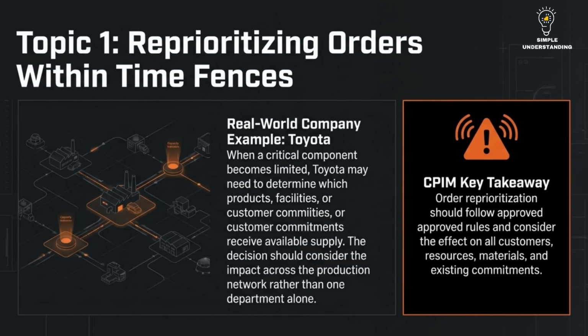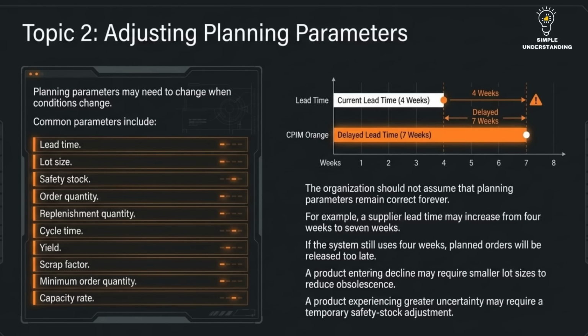Real-world company example: Toyota. When a critical component becomes limited, Toyota may need to determine which products, facilities, or customer commitments receive available supply. The decision should consider the impact across the production network rather than one department alone. CPIM key takeaway: order reprioritization should follow approved rules and consider the effect on all customers, resources, materials, and existing commitments. Topic 2. Adjusting planning parameters.